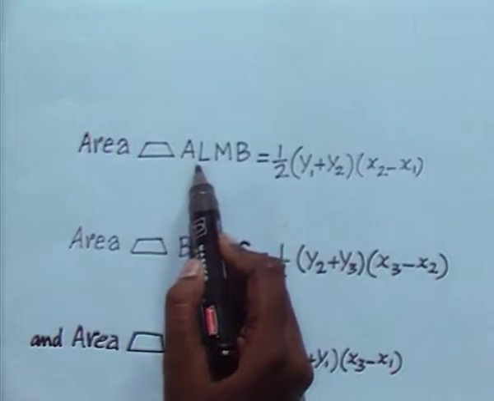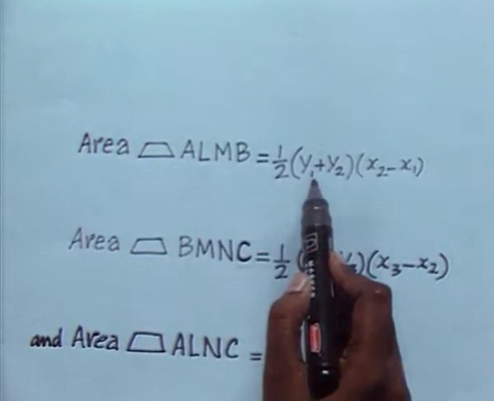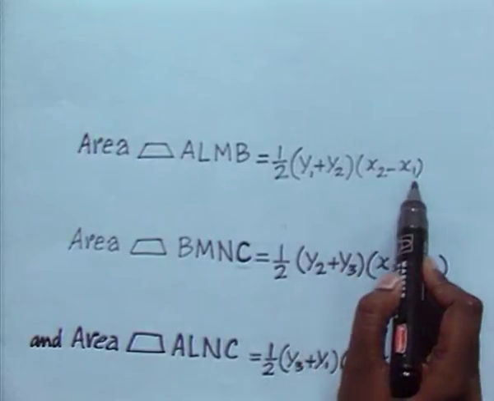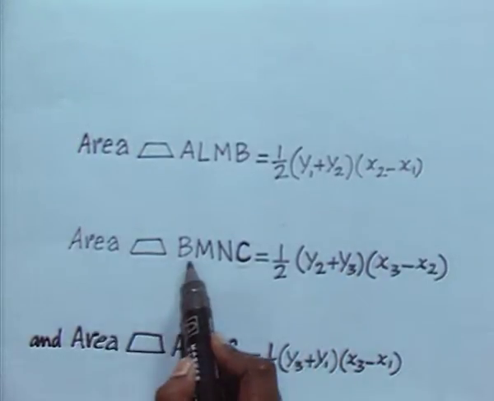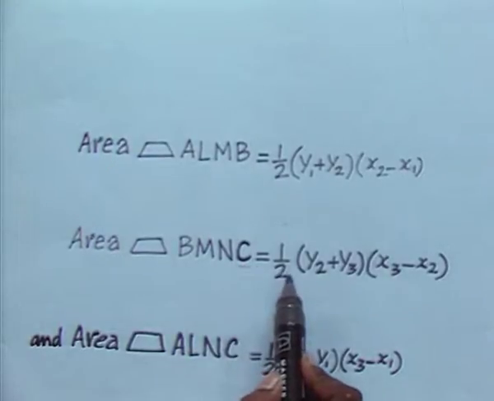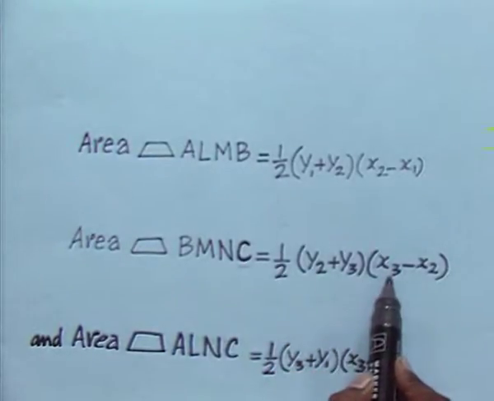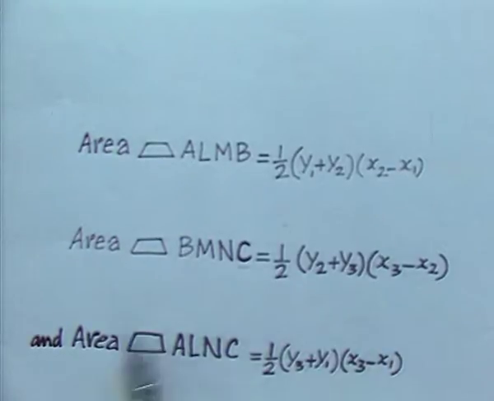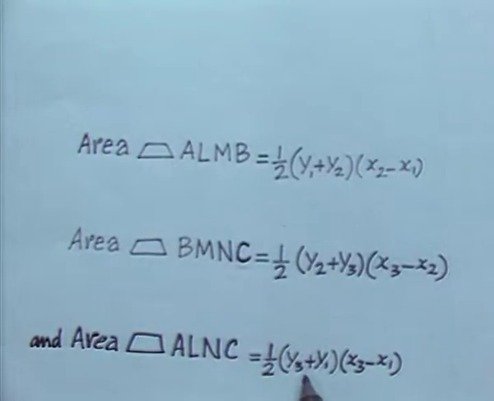Area of triangle ABC can be found out by first adding the first two areas and then subtracting the area of the third trapezium. You are right. So we find out the area of the first trapezium as half into (y1 plus y2) into (x2 minus x1). Area of the trapezium BMNC is equal to half into (y2 plus y3) multiplied by (x3 minus x2), and area of trapezium ALNC is equal to half into (y3 plus y1) into (x3 minus x1).